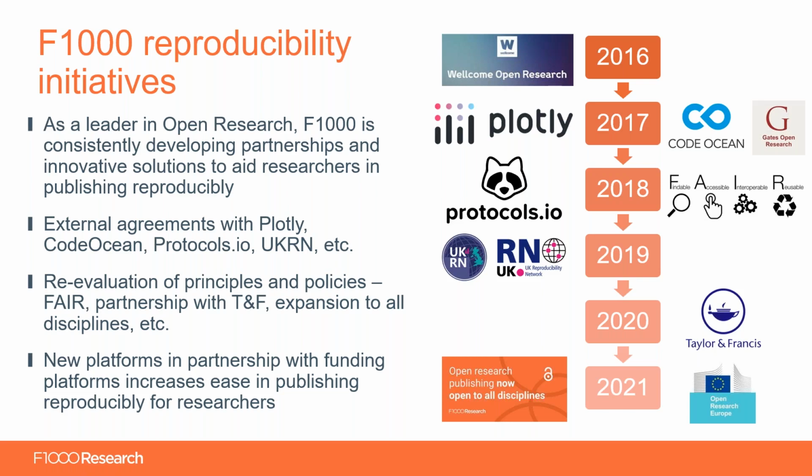So we've been able to develop external agreements with Plotly, CodeOcean, Protocols.io, and the UK Reproducibility Network as just a few examples of our work with independent organisations. So for context, our partnership with Plotly enabled authors to create and use interactive figures, charts, networks, and maps. And this occurred in 2017, which was the same year our agreement with CodeOcean allowed authors and readers to develop, share, publish, and download computational code within an environment embedded directly onto an article.